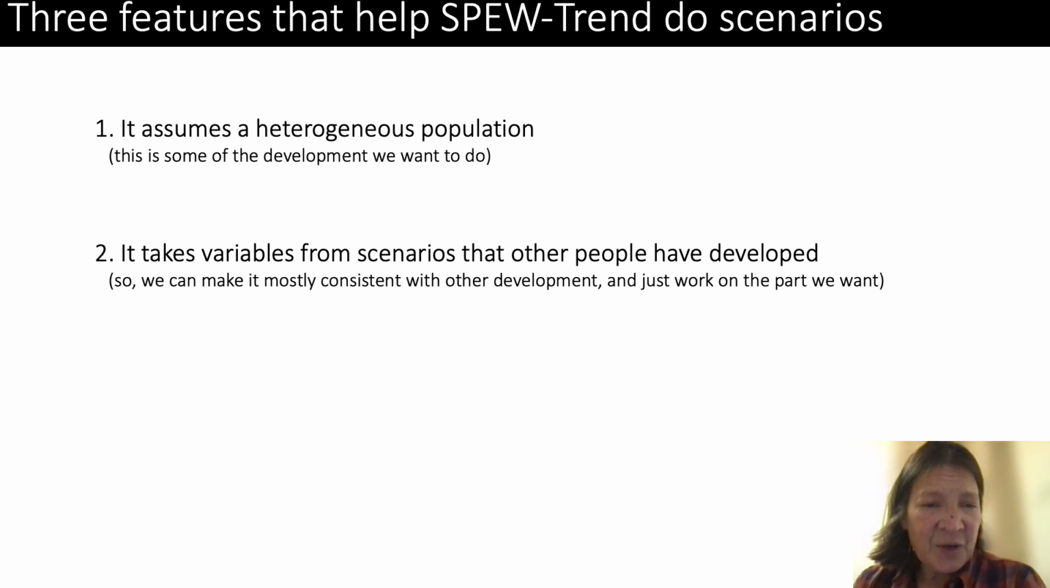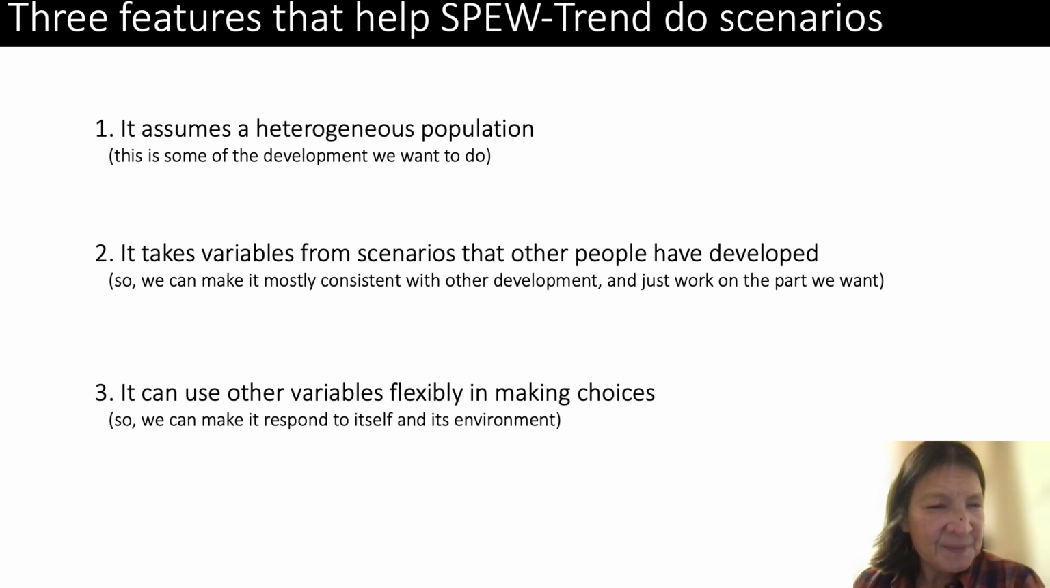It takes variables from scenarios that other people have developed. So you can make it consistent with other people's scenarios and dig into the part that you want. And then it can use other variables flexibly in making choices. So you can make it respond to itself and its environment. And this is a descriptive model. It's not an optimization model. It's like a what if. What if this relationship existed? What would happen in the world?